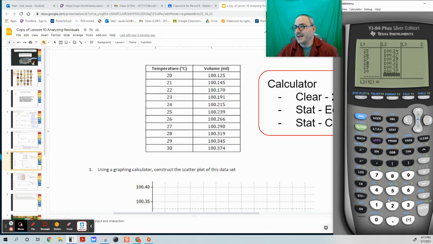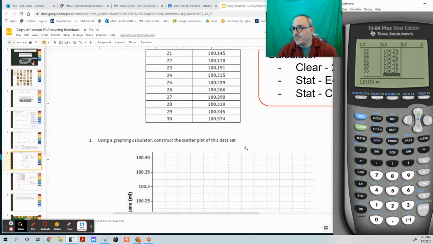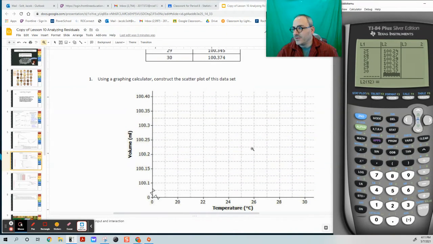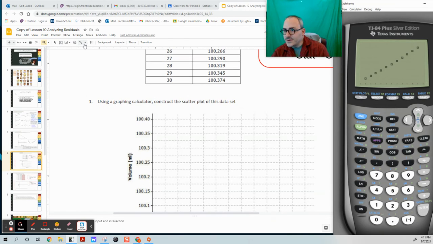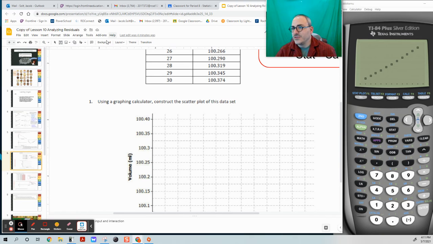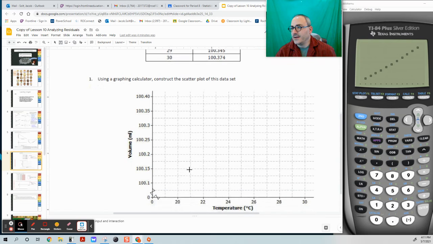Okay, I've got my data in, and now I want to construct a scatter plot of the data set. Remember how to do that? Zoom Stat will give me a nice window to construct this scatter plot. Zoom, and down here is ZoomStat. It's actually number 9, so you can just press 9 if you want, or Enter. And so I should have a scatter plot that looks like this. Use the little squiggle, the scribble tool. See, on the line tool, scribble. Use that to do these graphs.